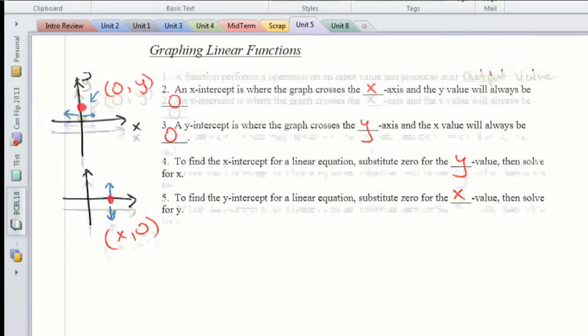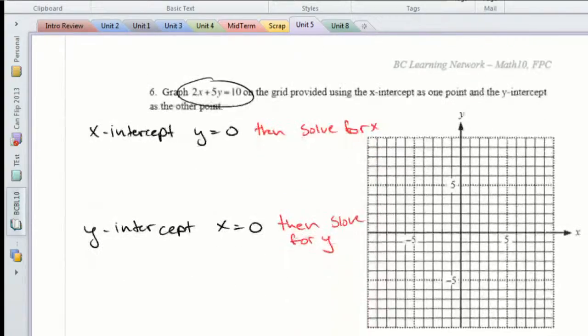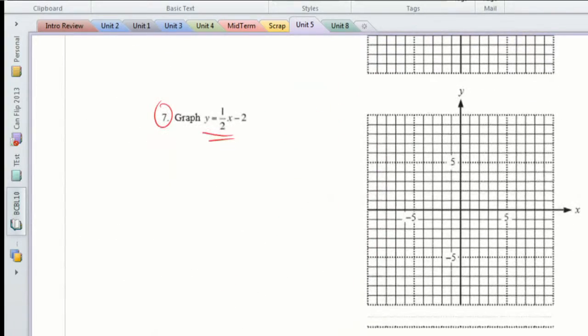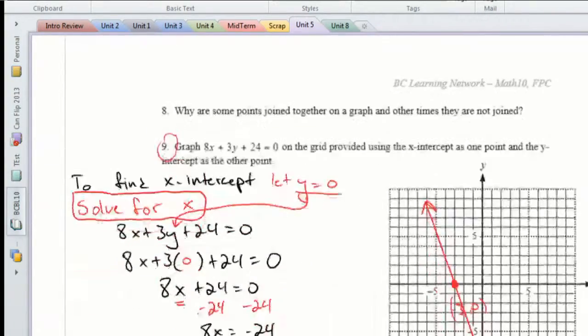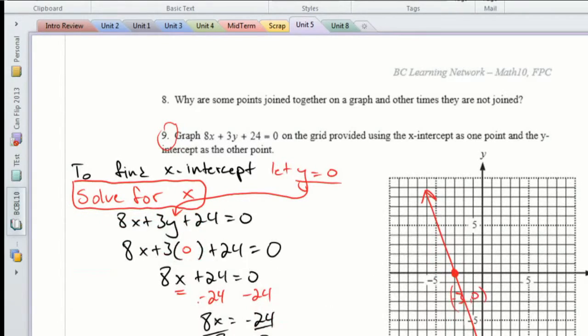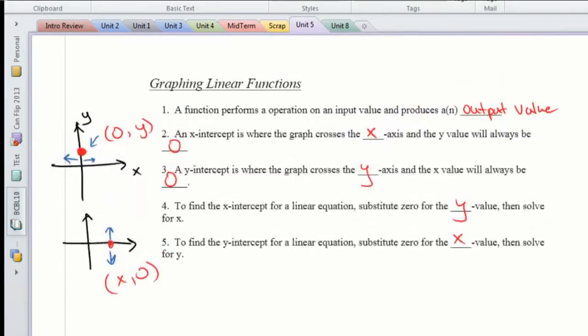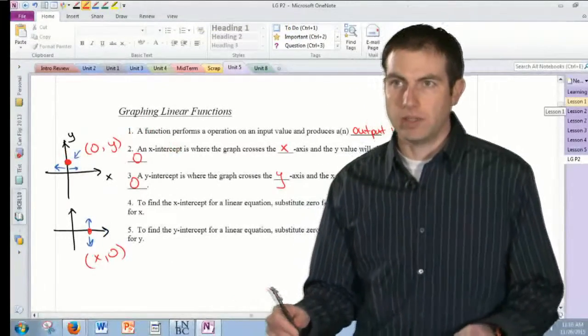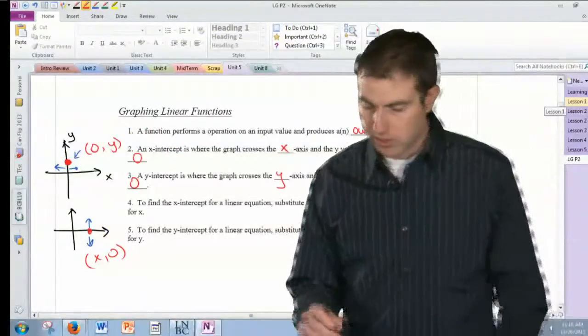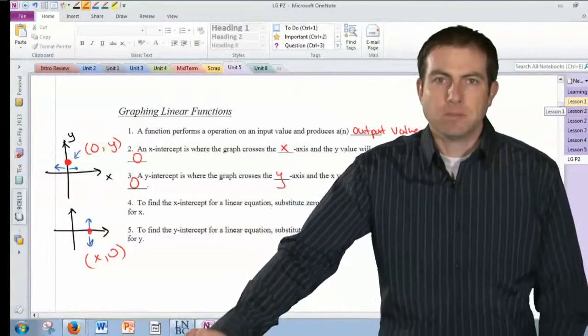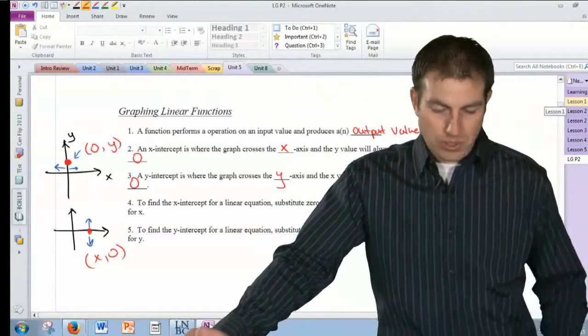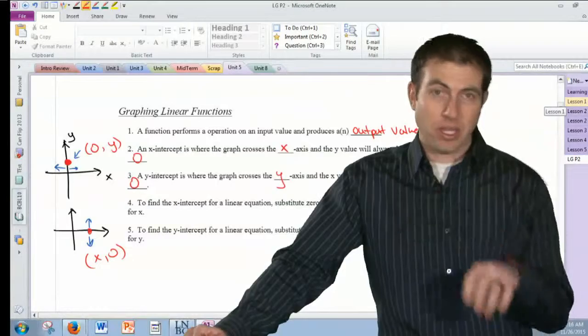And I think the next 3 examples, 6, 7, and 9, are all doing exactly that. So hopefully that kind of sets you out on a successful route and helps you guys kind of wrap your brain around that sort of thing.